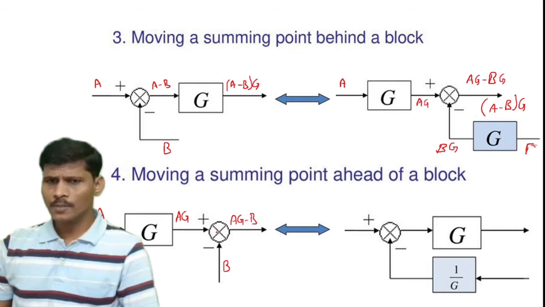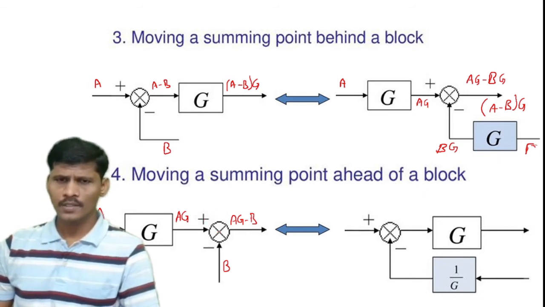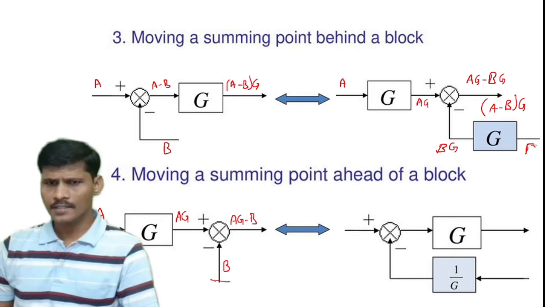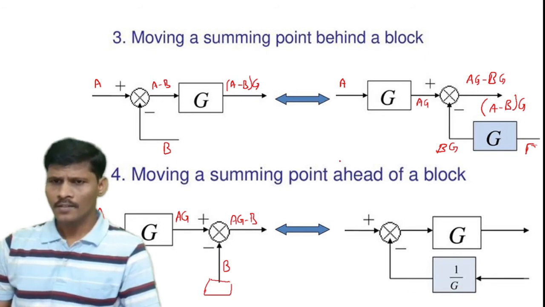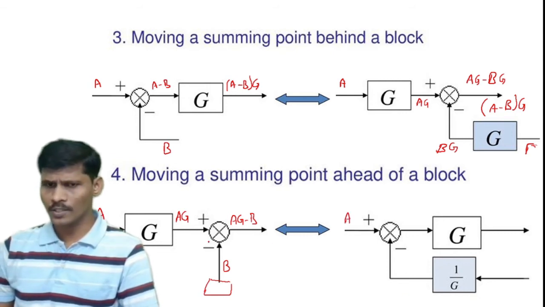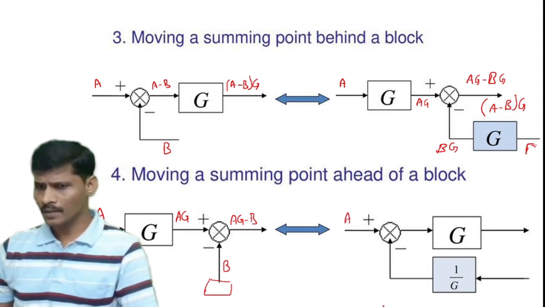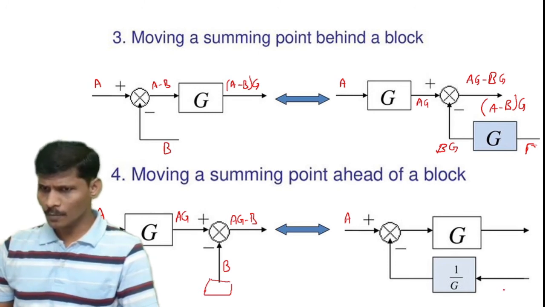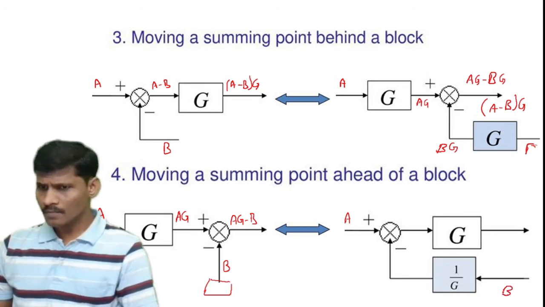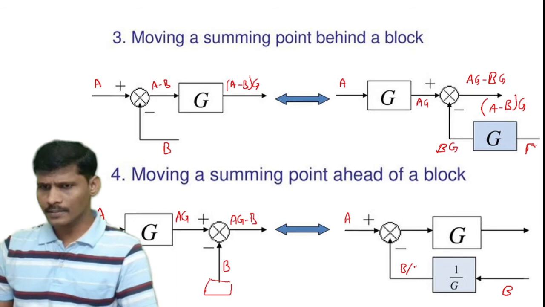And moving this summing point before the block, here consider one additional block, so that is this one, that additional block is 1 by G, and this summing point input is capital A. What is the other input? B. This B signal is passing through this block, and the output of the block is B by G.